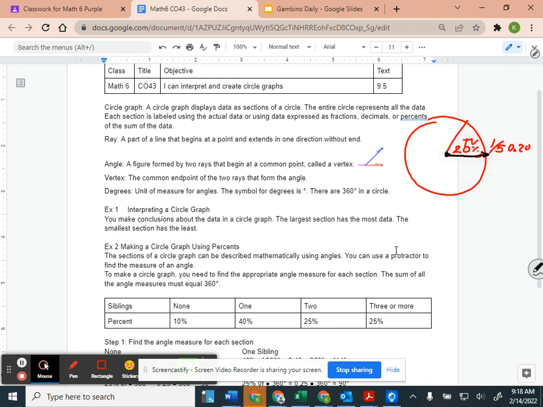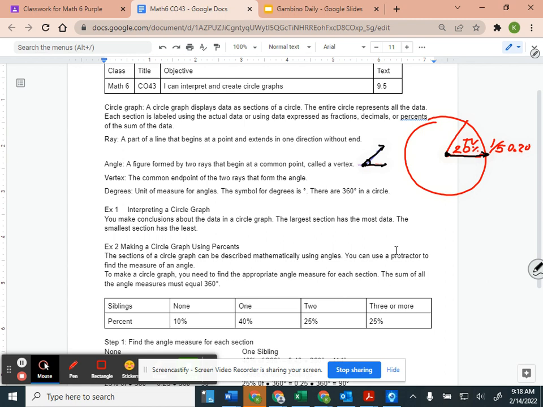An angle is a figure formed by two rays with a vertex. The vertex is where they join. So we have a ray here, and we have a ray here, and they form an angle where they meet, where they intersect. So an angle is two rays intersecting. Where they connect is called its vertex. So that's the common endpoint of the two rays that form an angle. The degrees is the unit of measure for the angles.